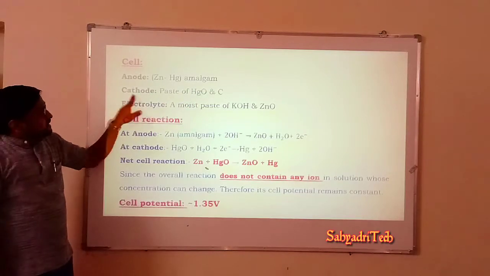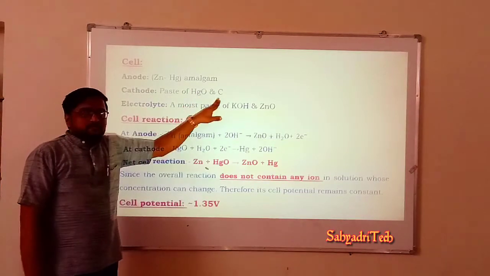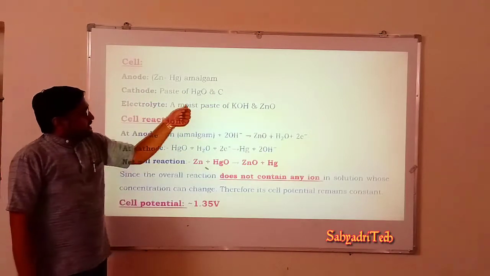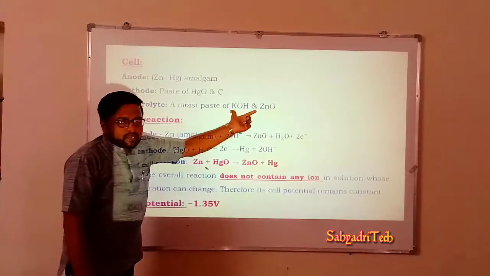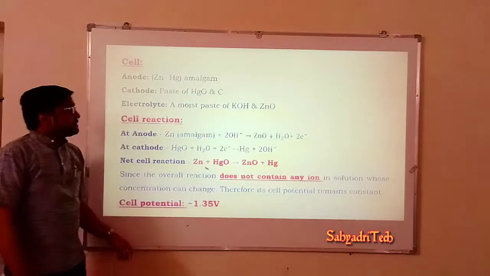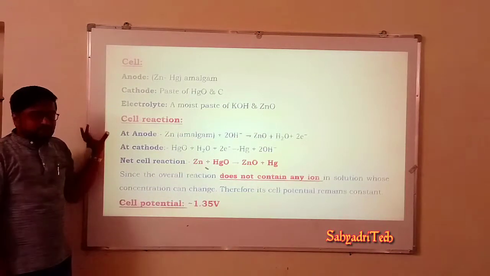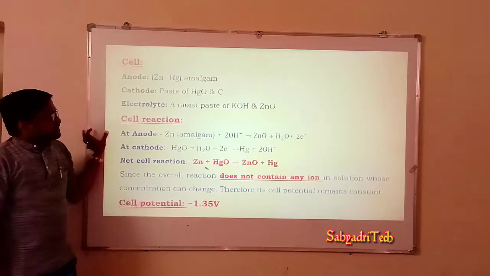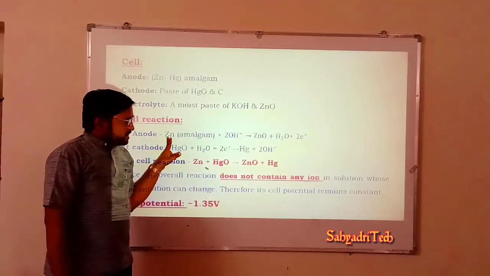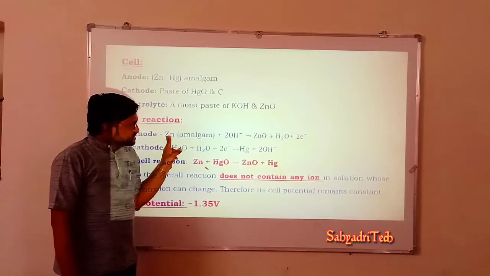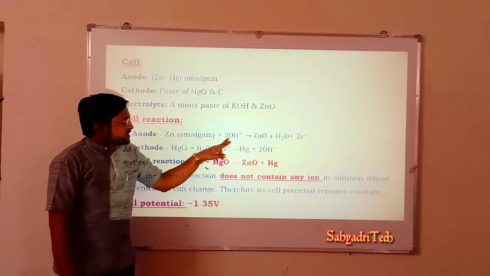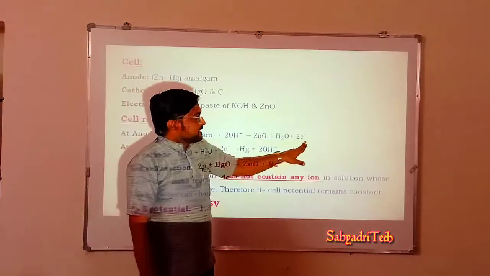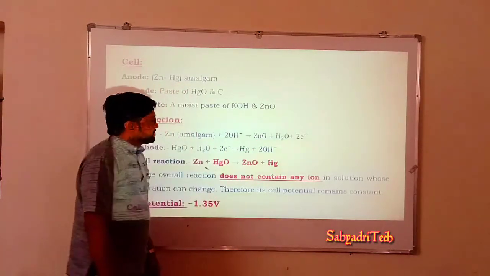What is the cathode? A paste of mercuric oxide with carbon acts as a cathode. And what is the electrolyte here? A moist paste of potassium hydroxide and zinc oxide acts as an electrolyte. Coming to the cell reaction, at the anode, as usual, oxidation takes place. The zinc atoms of the amalgam undergo oxidation, combining with hydroxide ions to give zinc oxide, water, and two electrons are liberated.